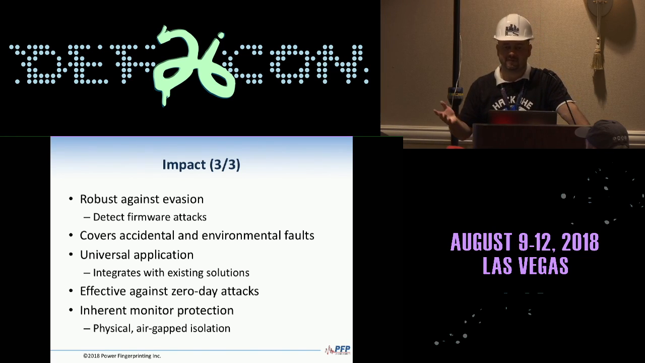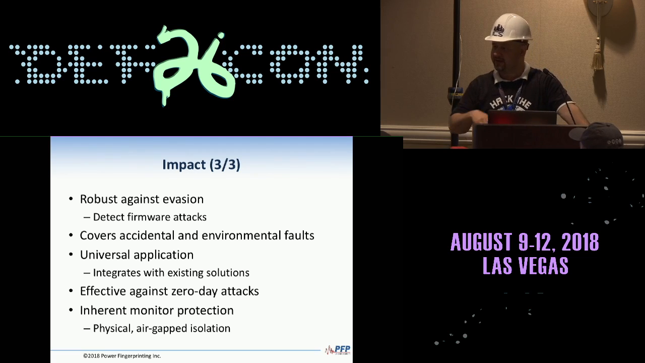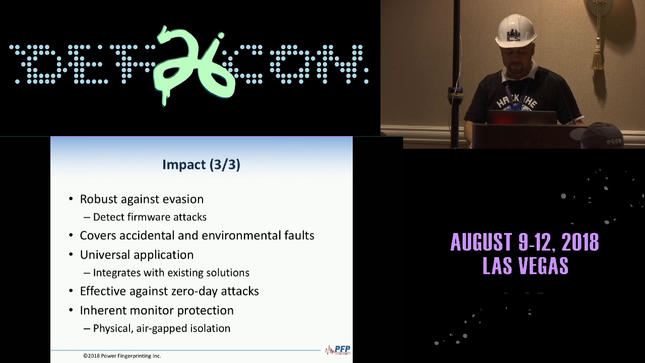It also covers accidental faults. So if for some reason a gamma ray hits your system and it starts misbehaving, we will catch that as well. It's not a malicious attack, but it's something that you need to know because you're dealing with critical infrastructure. It integrates with any other solution, so you don't have to modify any of your system, including the security solutions you have in place. You can have your access controls, firewalls, anything else you want. We just put an additional layer of protection. And because we're air-gapped from it, if you compromise the target device that we're monitoring, you cannot get from there to us. And if you compromise us, you cannot get to them.